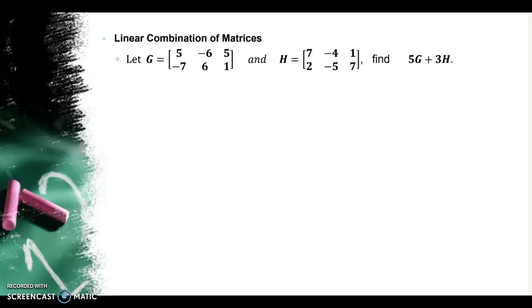Hey everybody, in this video we're going to talk about linear combination of matrices. So let's say we're given G, which the order of G is a 2 by 3, and H, which the order of H is also a 2 by 3, and we're told to find 5G plus 3H. Well, we know how to find 5G.